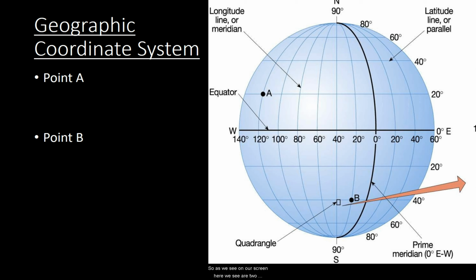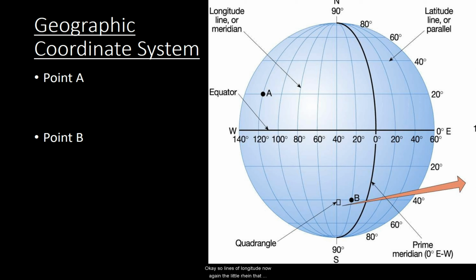So as we see on our screen here, we see our two significant lines of latitude and longitude. Now remember that latitude lines run from west to east, but they measure the northern and southern hemisphere. And there's only one great circle for a line of latitude, and that's the equator. It equally divides the Earth into the northern hemisphere and southern hemisphere. We know that the range of latitude goes from 0 degrees to 90 degrees, and that's 0 degrees to 90 degrees north and 0 degrees to 90 degrees south.